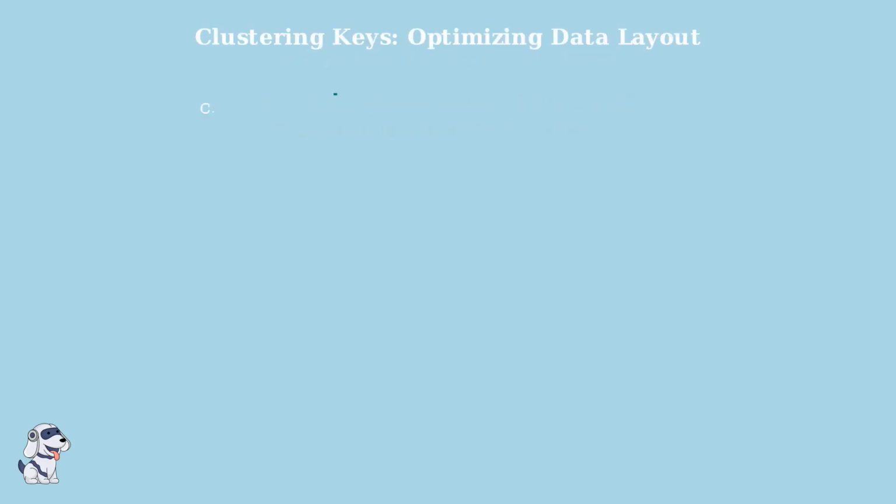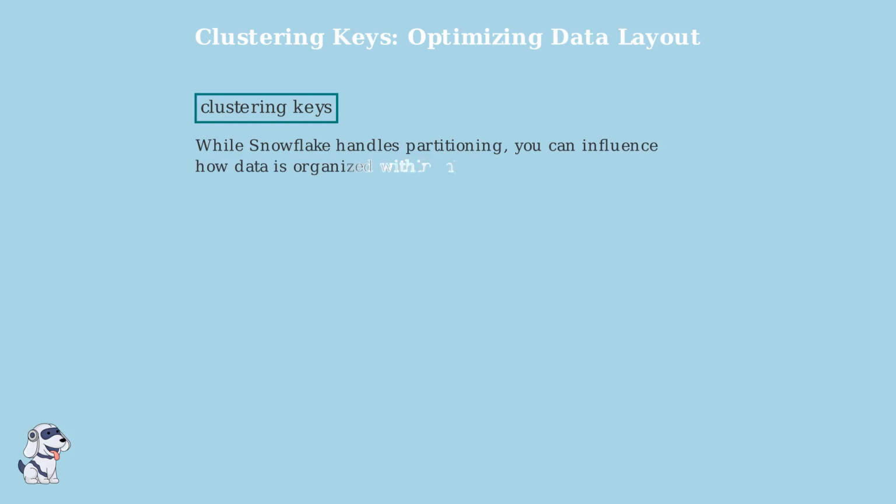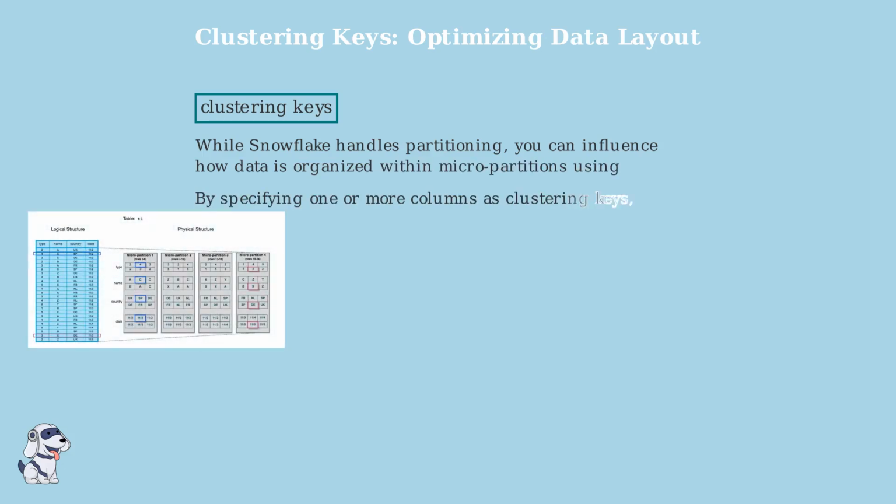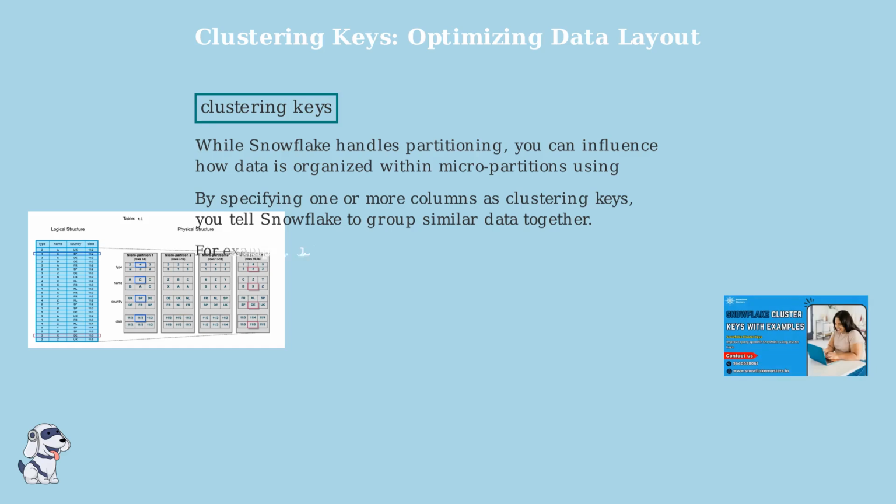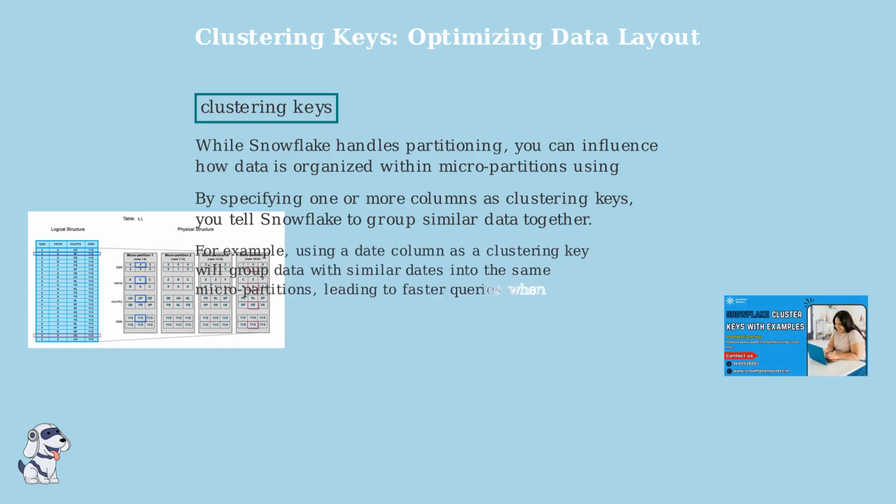While Snowflake handles the partitioning, you can influence how data is organized within micro-partitions using clustering keys. By specifying one or more columns as clustering keys, you tell Snowflake to group similar data together. For example, using a date column as a clustering key will group data with similar dates into the same micro-partitions, leading to faster queries when filtering by date. Without keys, Snowflake uses natural ordering based on ingestion.